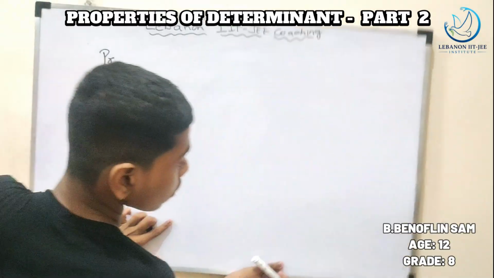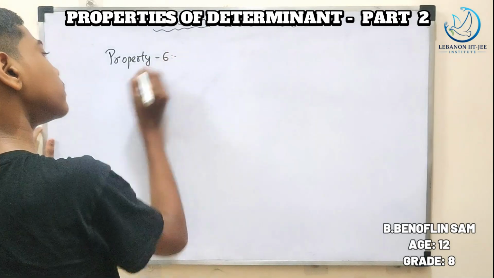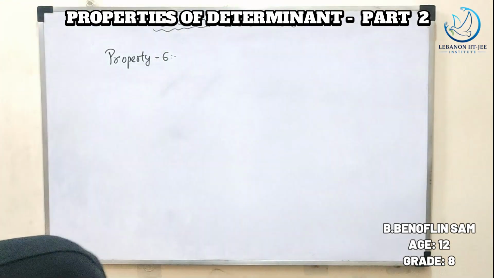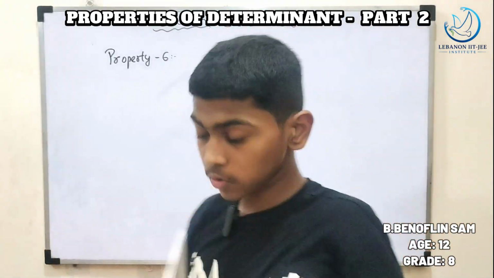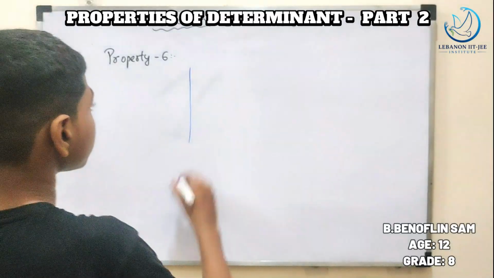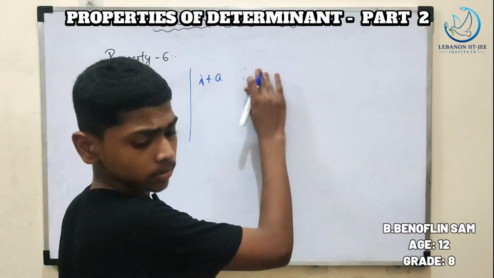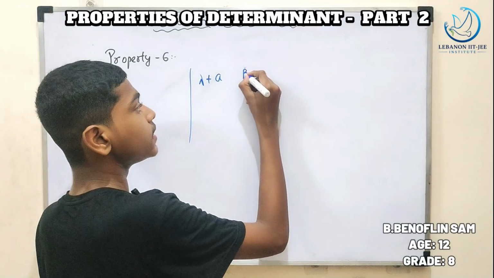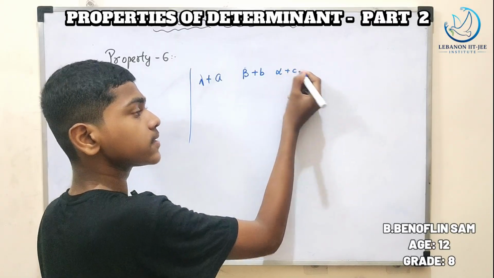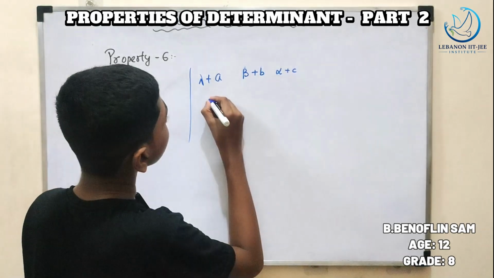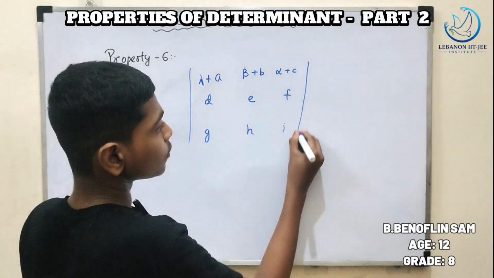Property 6. I'll teach this now. If they give it like this, with lambda plus a, beta plus b, and alpha plus c in the first row, and d, e, f, g, h, i below, we can take this one.